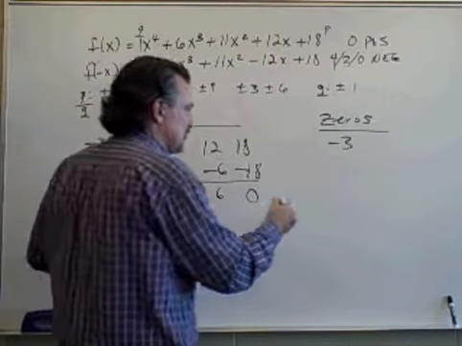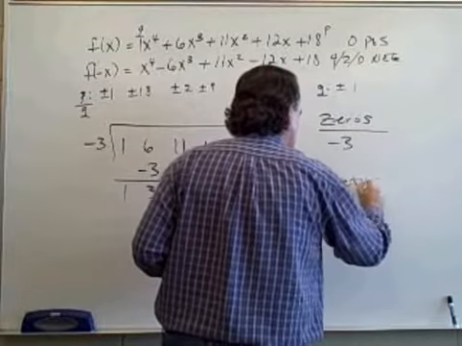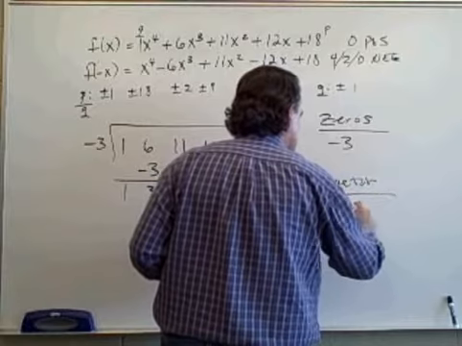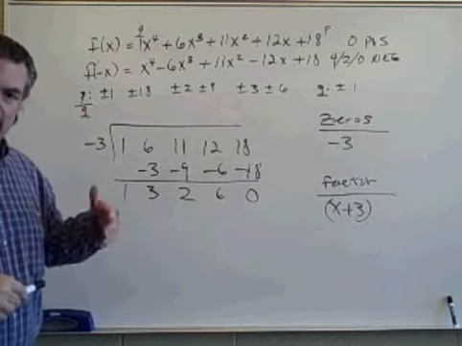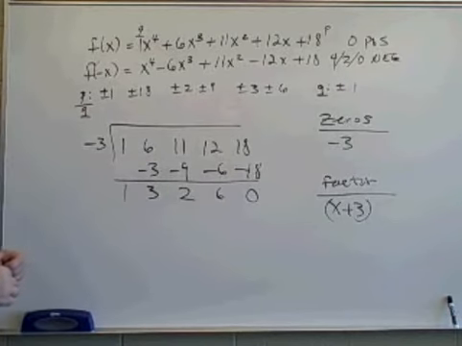And the factorization would be x plus 3. It's always x minus whatever the root is. X minus negative 3 would be x plus 3.